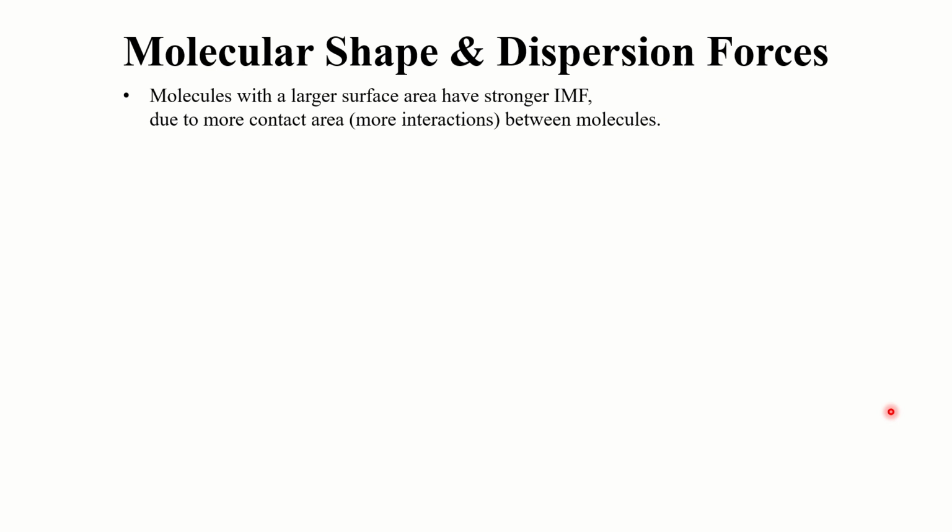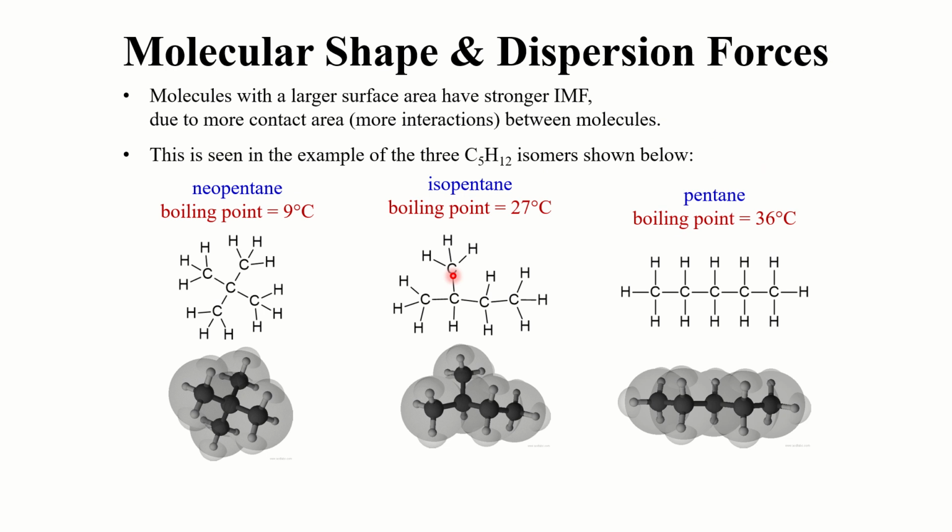Now we're going to move next to molecular shape and dispersion forces. So the molecular shape can also affect dispersion force strength. Molecules that have a large surface area are going to have stronger dispersion forces and thus stronger IMFs. This is mainly due to more contact area, or more interactions between molecules. This also has a lot to do with the polarizability of the substance.